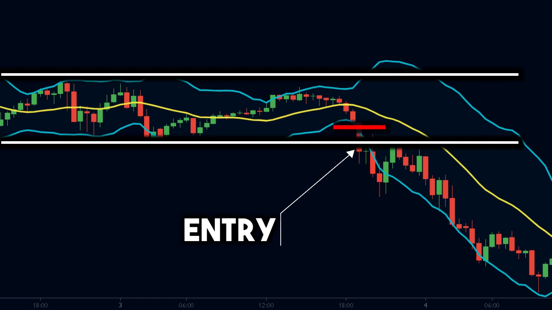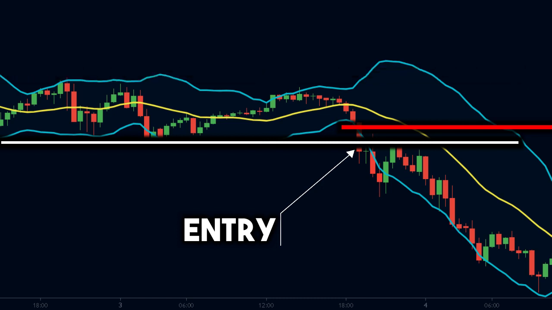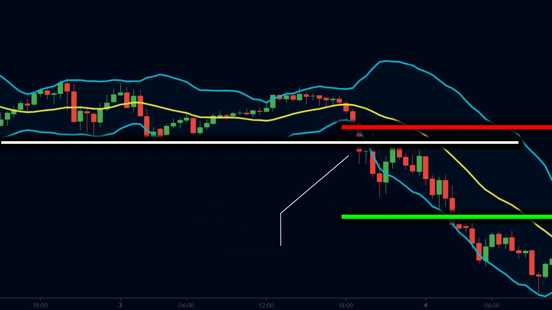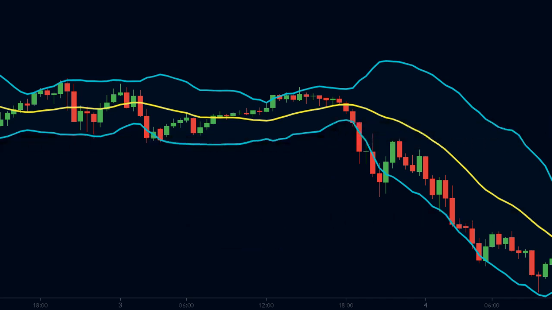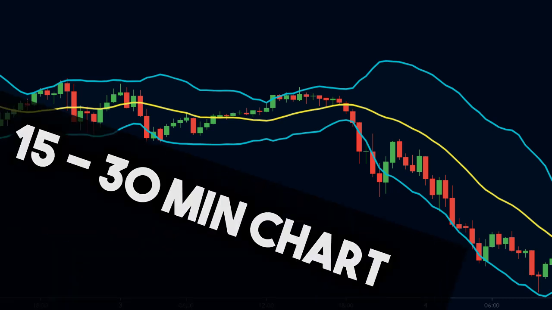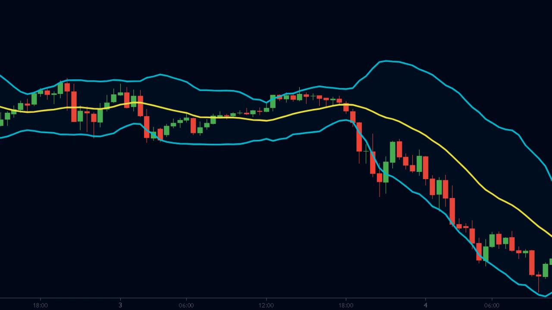We can keep our stop loss above the support area, and we can place our targets at 2:1 risk-reward ratio. The price gave an 80-point move after our entry. This strategy is very powerful when used on 15 and 30-minute time frame. But I recommend back testing it before use.